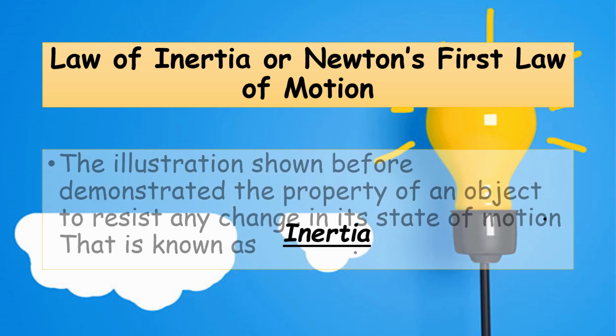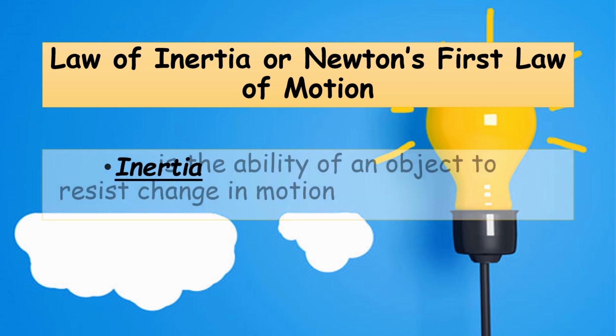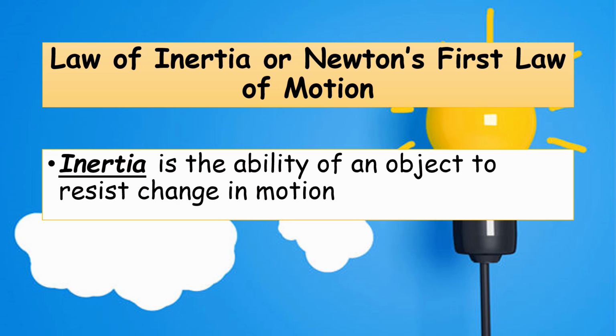Remember, all objects have inertia. So, lahat ng objects na nakikita natin sa ating paligid ay mayroong inertia. Ngayon, ano ba ang ibig sabihin ng inertia? Inertia is the ability of an object to resist change in motion. So, ang inertia ng bawat bagay ay ang kakayahan na pumigil or pagpigil sa kanyang paggalaw.